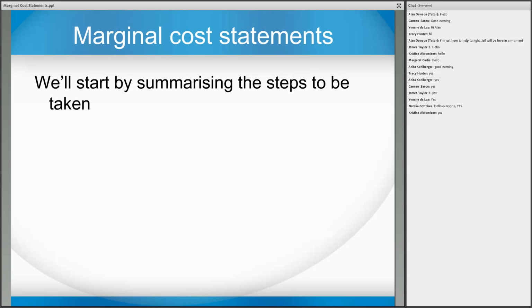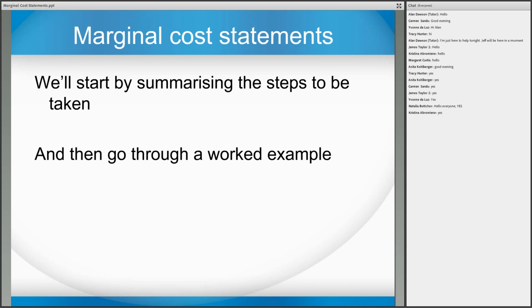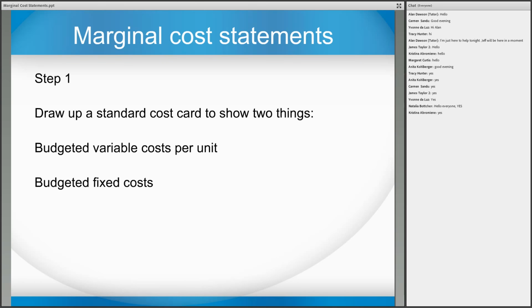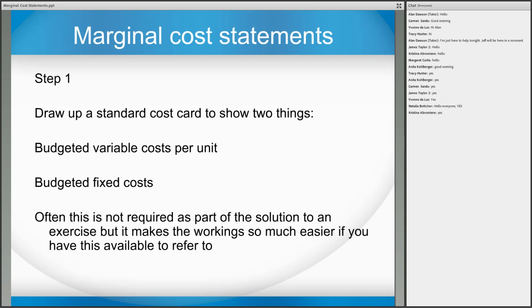So first job, let's summarize what the steps are that we're going to take, and then we'll go through an example. The first thing, and anybody who watched our flexed budget statement the other week will remember this one because it's the same first step. Draw up a standard cost card based on the budget to show two things: budgeted variable costs per unit, budgeted fixed costs. Chances are you won't be asked to do this as part of an assignment or an assessment answer, but your workings will be so much easier if you just spend a couple of minutes doing this and you've got it there to refer to.